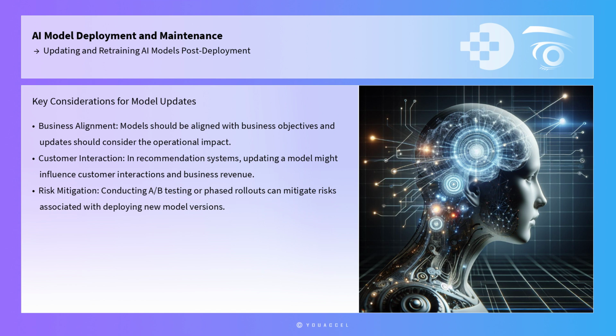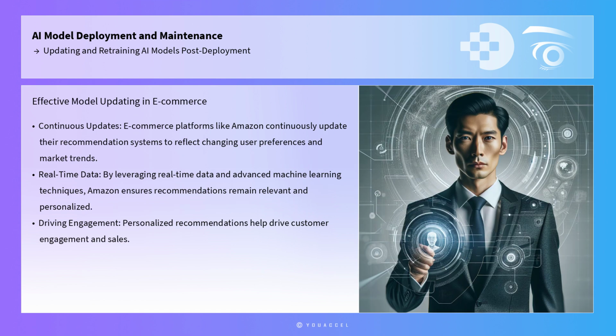In addition to technical tools and frameworks, understanding the business context and implications of model updates is crucial. Models should be aligned with business objectives, and updates should consider the operational impact. For instance, in recommendation systems, updating a model might influence customer interactions and business revenue. Therefore, conducting A/B testing or phased rollouts can mitigate risks associated with deploying new model versions. These strategies involve deploying the updated model to a subset of users to evaluate its performance against the current model before full-scale deployment.